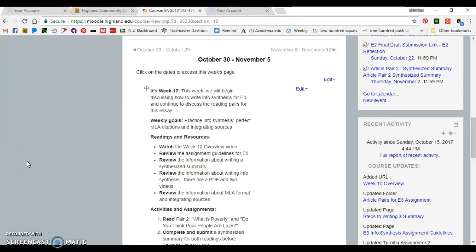Okay, it's week 12. We're about 4 weeks away from the end of the semester. This week, we're still talking about Essay 3, and instead of talking about critical reading and summary this week, we're really getting into the nuts and bolts of Essay 3, infosynthesis.